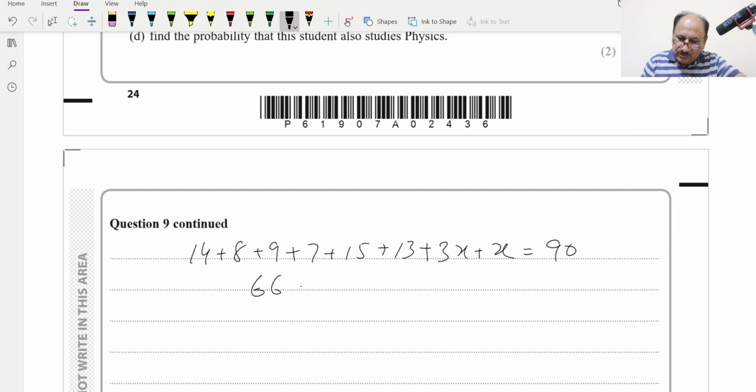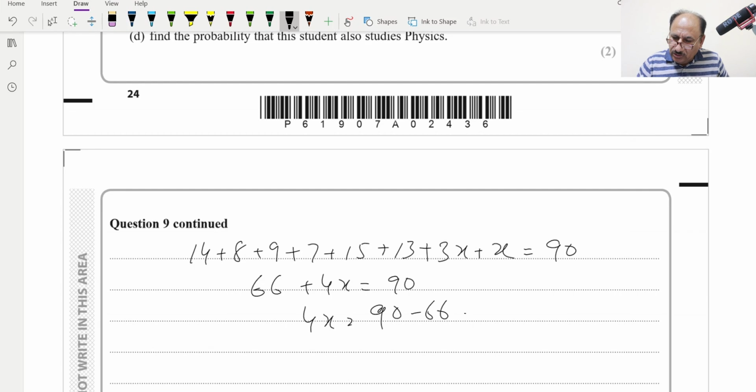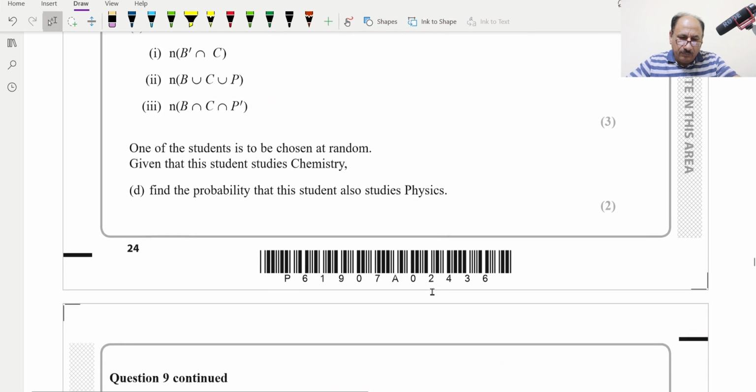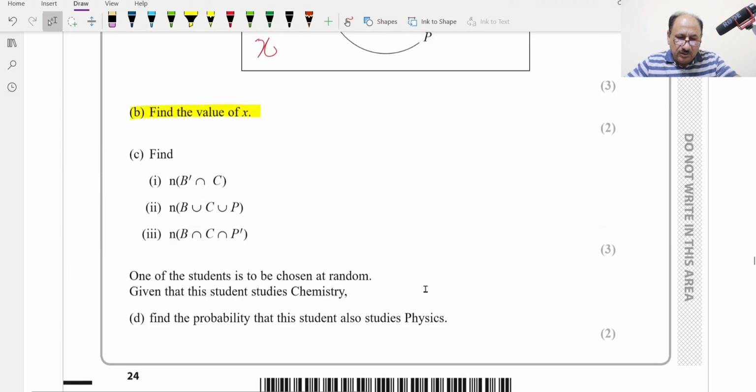So 66 plus 4x is equal to 90. So 4x is equal to 90 minus 66. So 90 minus 66 is equal to 24, and x is equal to 6. So the x value is 6, which we were supposed to find in part B. So this is our part B, which we are done with.